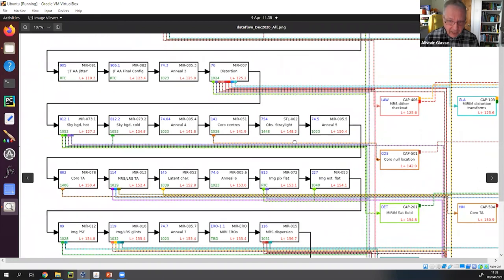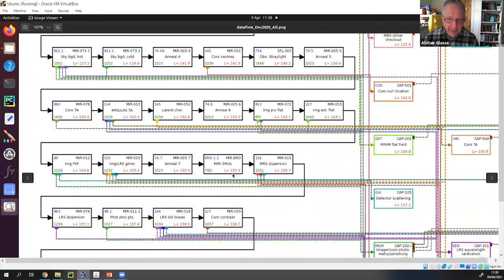The reason I had it open here was this one, L+155, these MIRI EROs, which are early release observations. So there are a set of what are regarded as particularly exciting scientific observations. I think there's a solar system observation in here. There are some star formation regions, to do the equivalent of the Eagle Nebula observations that Hubble did. These are due around L plus 155, when you can figure out when that is yourselves, I guess.